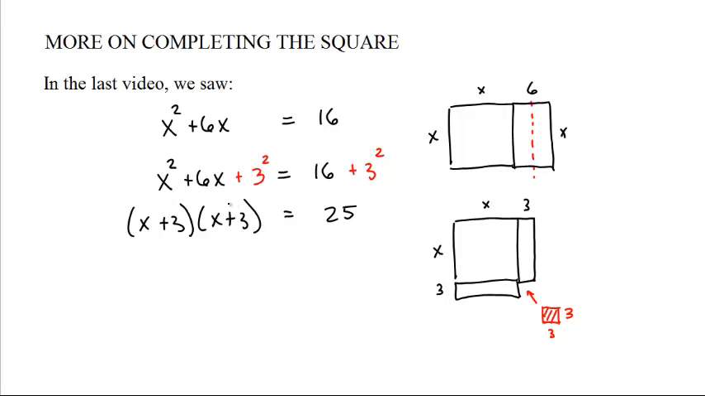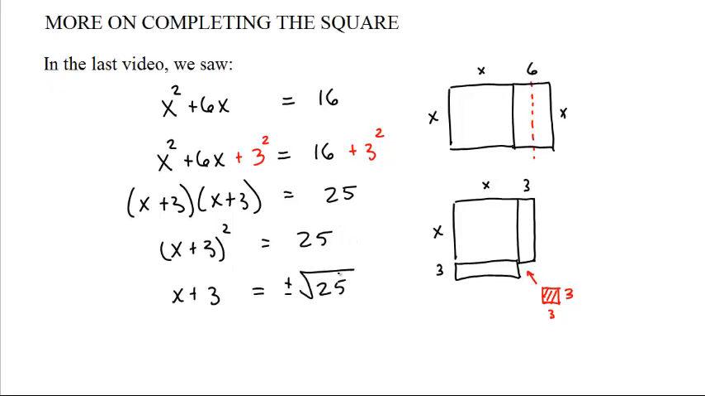times x plus 3. If you look at this, if you multiply this out, x times x is x squared, x times 3 is 3x, x times 3 is another 3x, 3x plus 3x is 6x, and 3 times 3 is 3 squared. It always works out. When you do this, you get x plus 3 squared. You add the 3 squared to the other side, and you get 25.